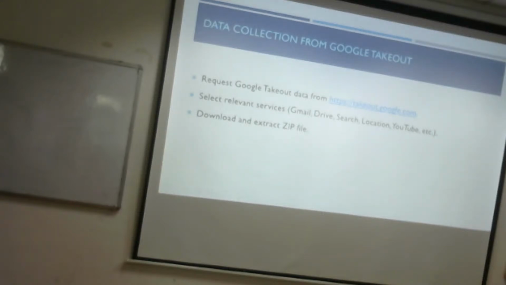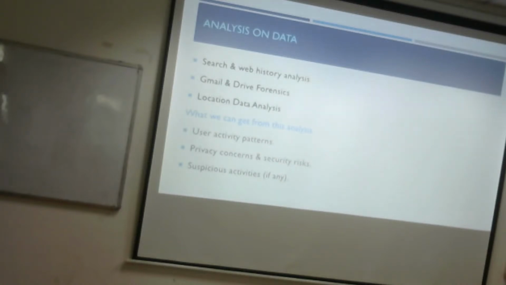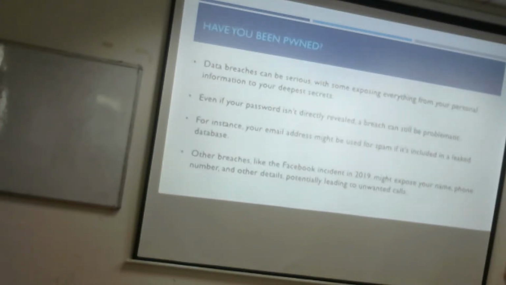How do we collect data from Google Takeout? Request Google Takeout data from this site. Select relevant services like Gmail, Drive, search, location, YouTube, etc. Then download and extract the zip files. Then we can apply analysis on search and web history, Gmail, Drive, and location data. What do we get from this analysis? User activity patterns, privacy concerns, security risks, and suspicious activities.